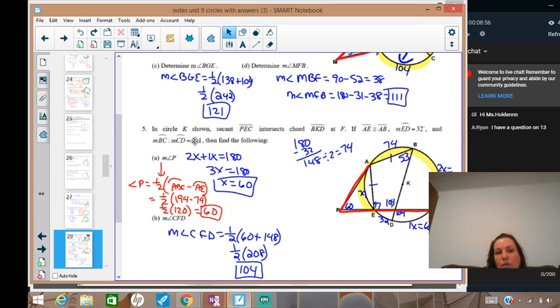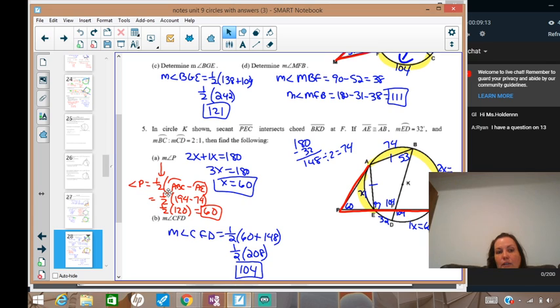It gets a little bit harder when they give you the arcs as a ratio. So those two arcs together form a half a circle. So that's why I set them equal to 180. I called them 2x and 1x. I set them equal to 180. I solve for x, and then I can go back and actually find the arcs.